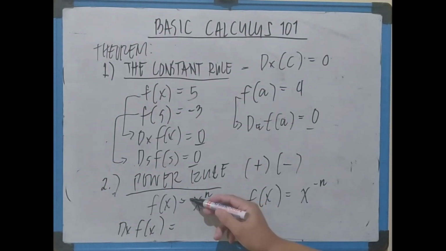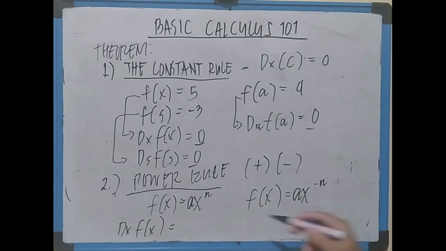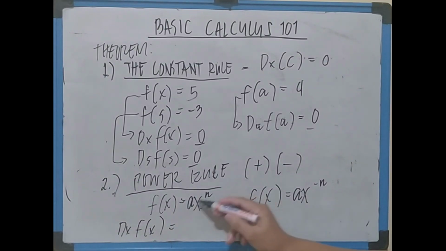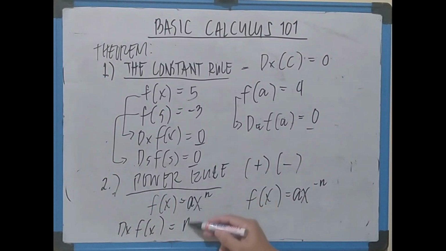Now, the derivative of f of x here is obtained by formula of multiply lang natin siya dito. So, halimbawa, kung lalagyan natin siya ng variable dito or ng number na a, multiply lang natin yung n times a. So, we have now n times a, then the exponent will be, we have x raised to n minus 1. Or, kung wala man pong a, ito lang po ang gagawin natin.